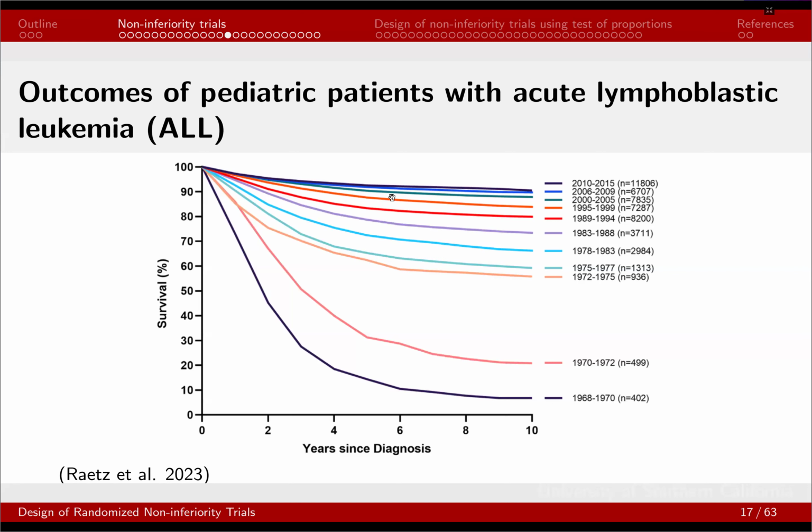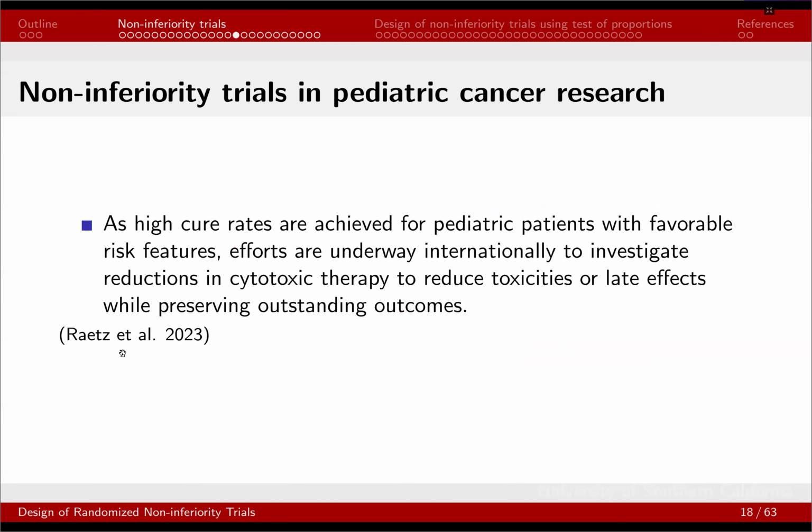In a figure, we show the average outcomes of all the patients diagnosed with ALL. And one can imagine there would be subgroups of patients with favorable genetic features who will have better outcomes than shown in the curves. So Rates et al. commented that as high cure rates are achieved for pediatric patients with favorable risk features, efforts are underway internationally to investigate reduction in cytotoxic therapy to reduce toxicities or late effects while preserving outstanding outcomes. And this would be the case with many other pediatric cancers with good outcomes.